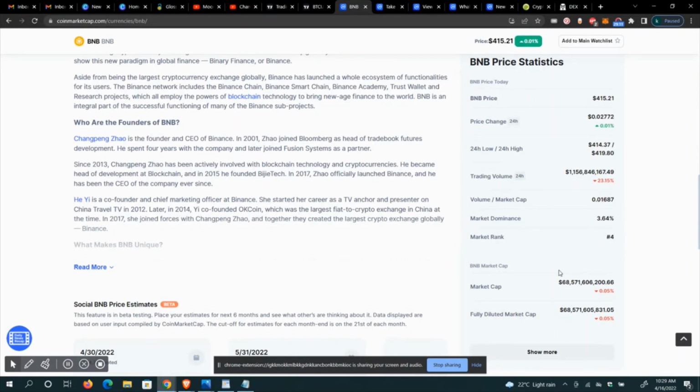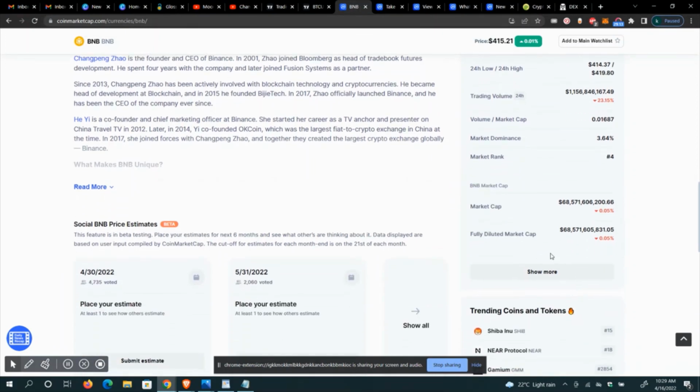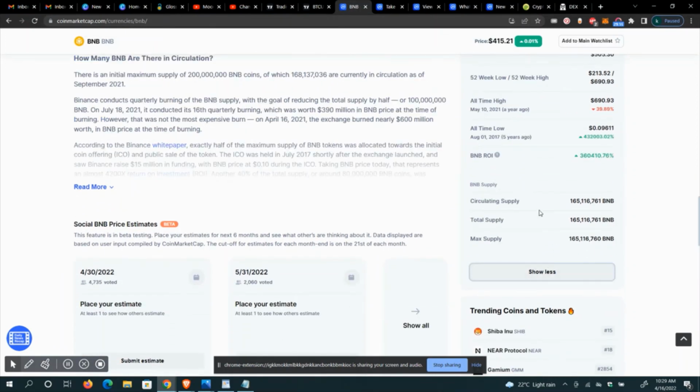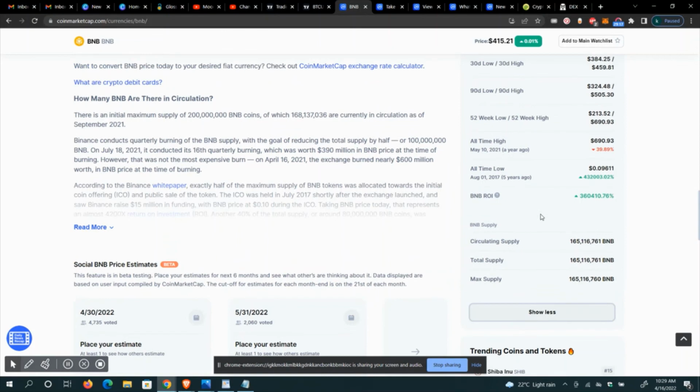And another thing again I always check is the all-time high of the coin. The all-time high of BNB was 690, which was about last year, as you can see, May 10, a year ago, and the all-time low was 5 years ago when it was 0.09.